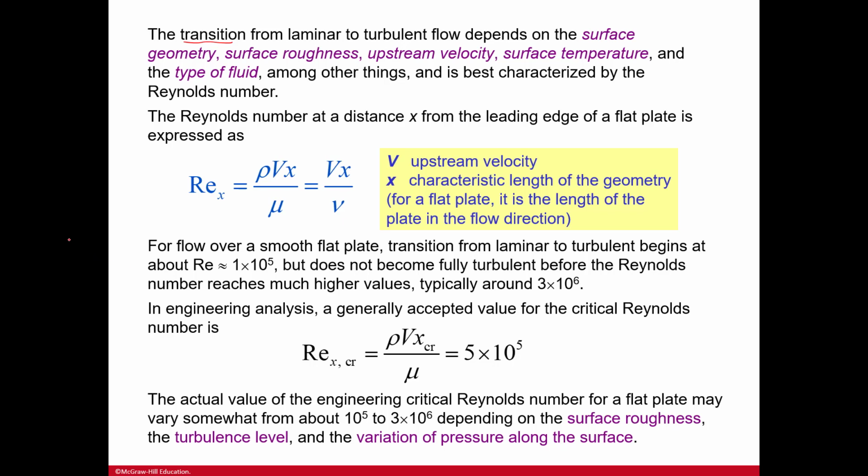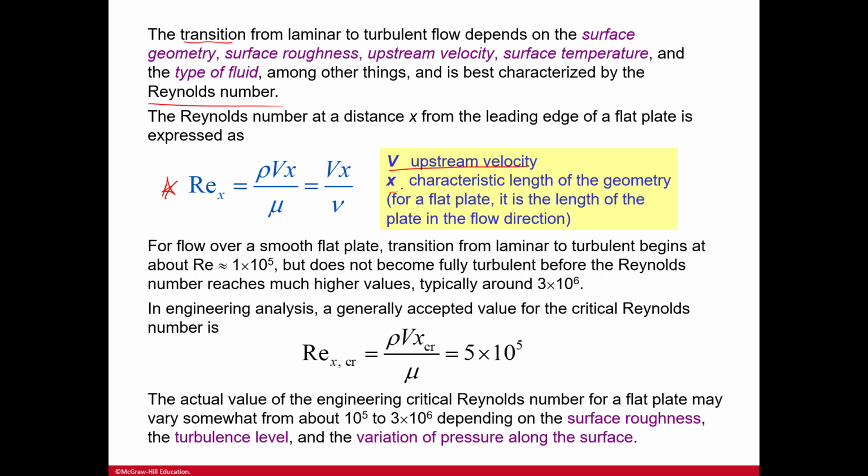It's best characterized by the Reynolds number, right? And the Reynolds number at a distance x from the leading edge of the flat plate is expressed as this, where V is the upstream velocity and x is the characteristic length of the geometry because, of course, it's dependent on the surface geometry. For a flat plate, it is the length of the plate in the flow direction. So depending on how that plate is angled, or the direction in which it's lying, that's what you would look at in relation to the flow direction.